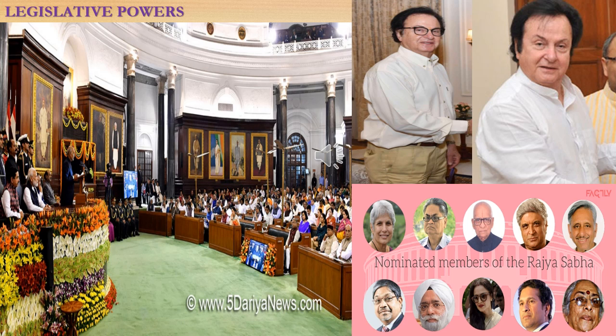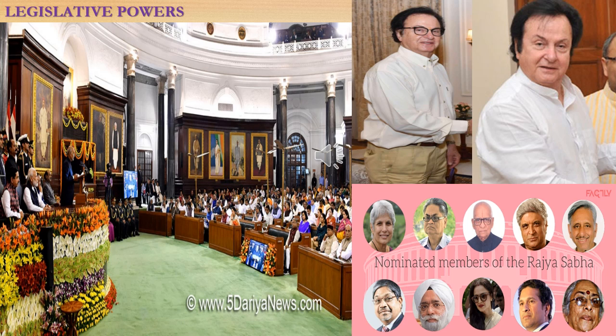So the President summons Parliament at least twice in a year. The President summons means arranges an official meeting. So the President arranges the official meeting of the Parliament at least twice in a year. So the legislative power: he inaugurates the session of the Parliament by addressing it after the general election and also at the beginning of the first session of each year.